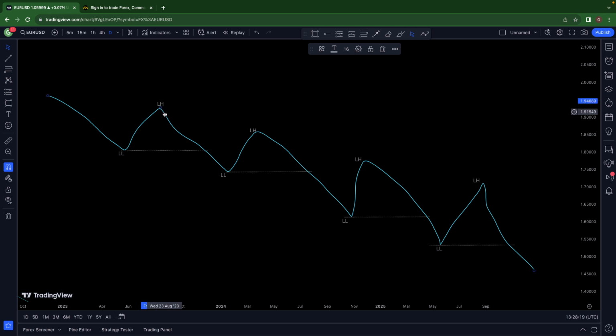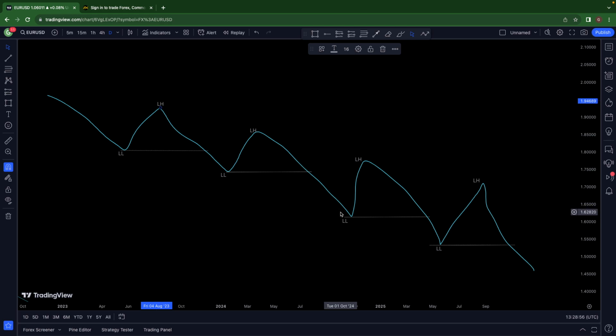So the next impulse move comes down and gives us a new low, and if you notice, this new low is lower than the previous low, so we call it our lower low. After the impulse move, we go on the correction move again. The correction move created a new high. But if you notice, this high right here is lower than the previous high, so we'll call it our lower high.